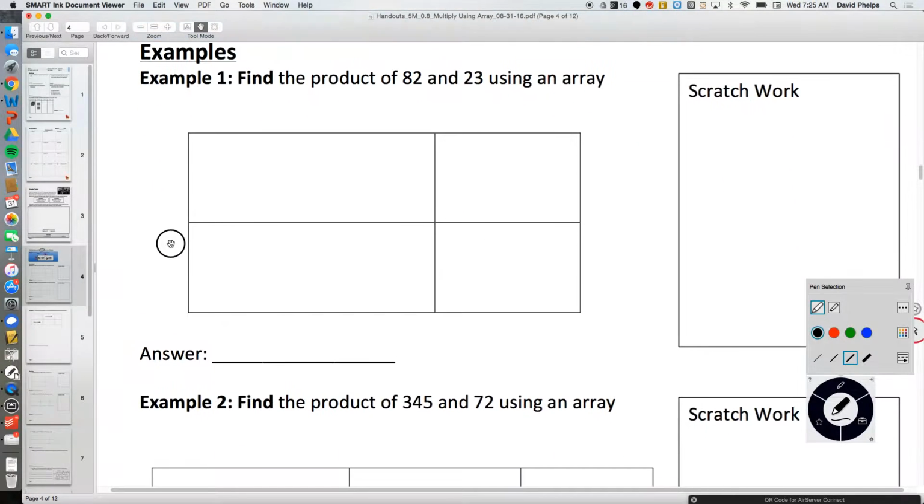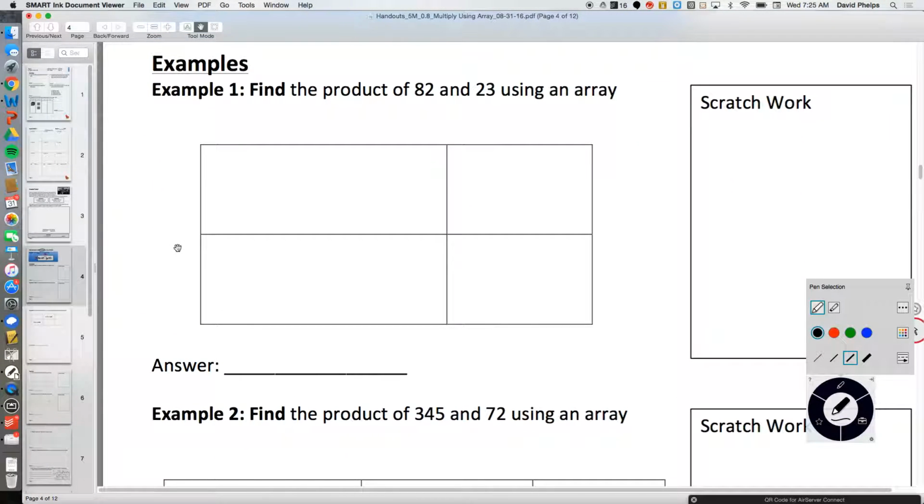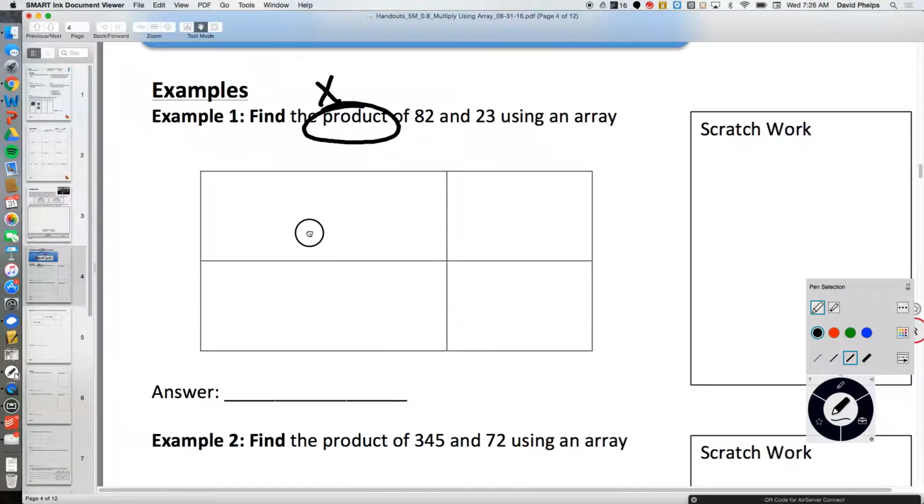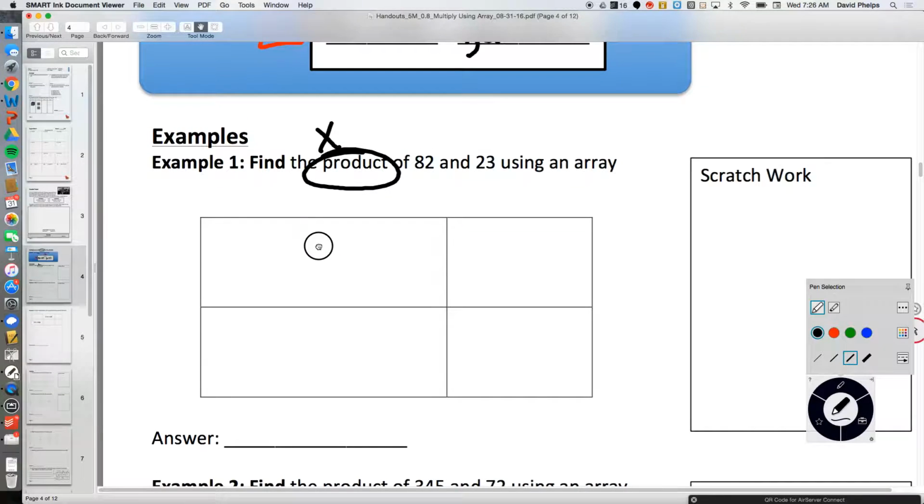Now let's use that knowledge to solve this first example. Here we go. Example 1. Find the product of 82 and 23 using an array. Circle product. Product means multiplication, so put a times sign right above product. And then 82 and 23 are our two values or factors.